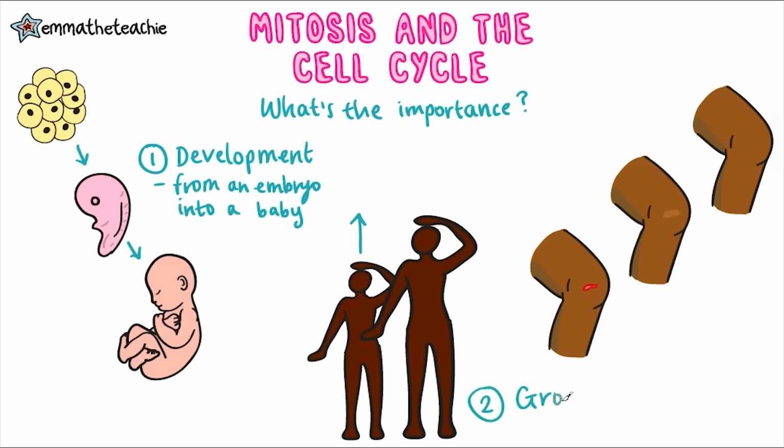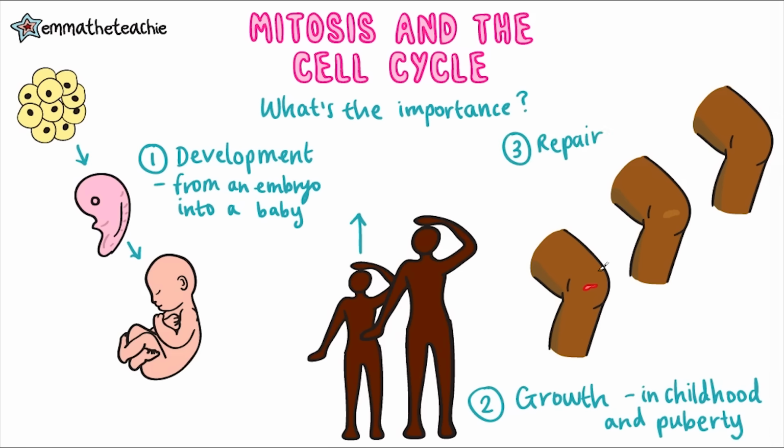Secondly, during childhood and puberty, you need the ability to grow, and therefore you need to be able to make new cells. And finally, sometimes we do need to repair our cells. Imagine you got a graze and you're going to lose some of your skin. Your body can therefore make new skin cells through mitosis to repair the damage. As you can see, it's a really important process.